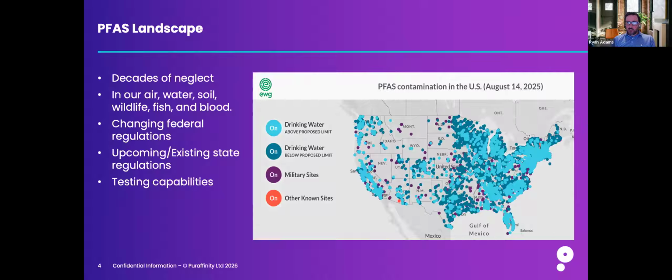The Trump administration has rolled some of those back, but kept a few. And then with that, you have upcoming or existing state regulations that are either sticking to going below the Trump limit, where Trump moved them back up to that administration, or going all the way down to as low as the Biden administration wanted to go as well.